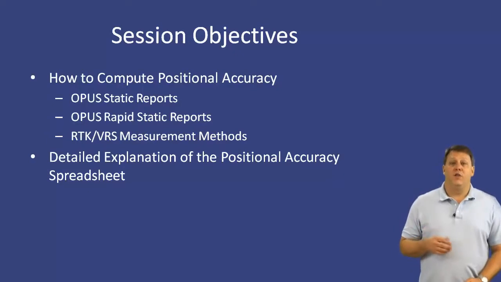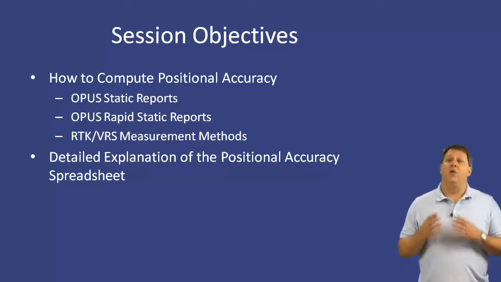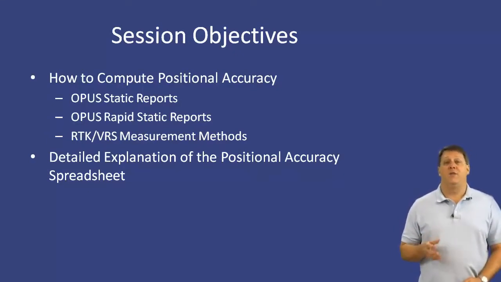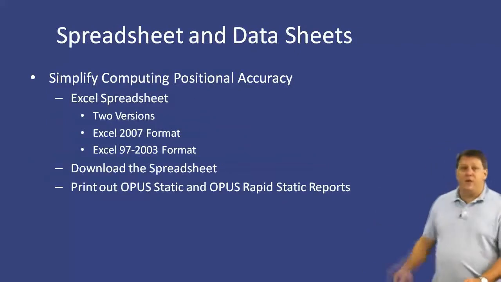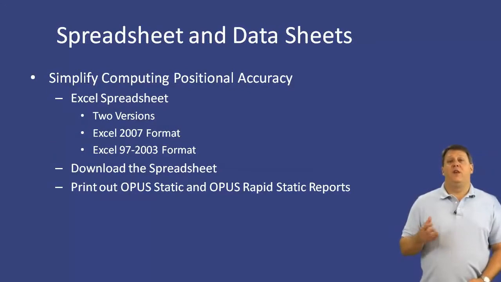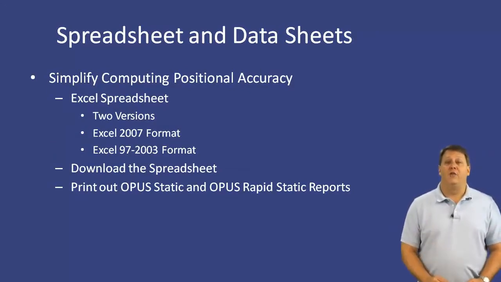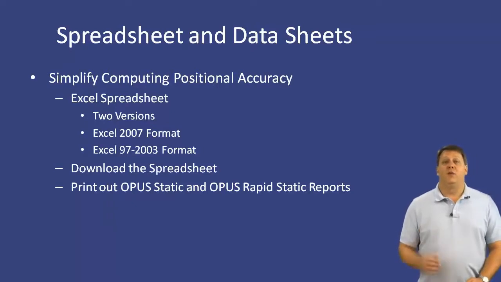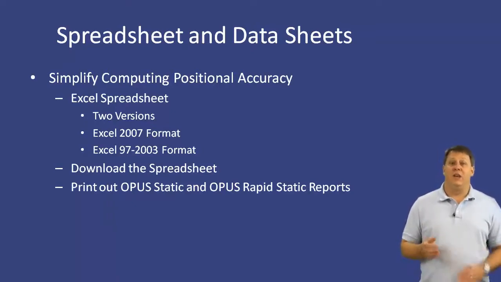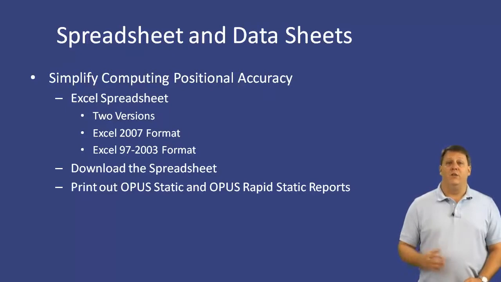We're going to go over the spreadsheet and show you how it works and how you can modify it for your own needs. Down below this video, there are two Excel spreadsheet versions. One is for Excel 2007 and higher format, and the other is for Excel 97-2003 format. Please take the time to click on the appropriate zip file for the version you need and download it to your computer and unzip it.